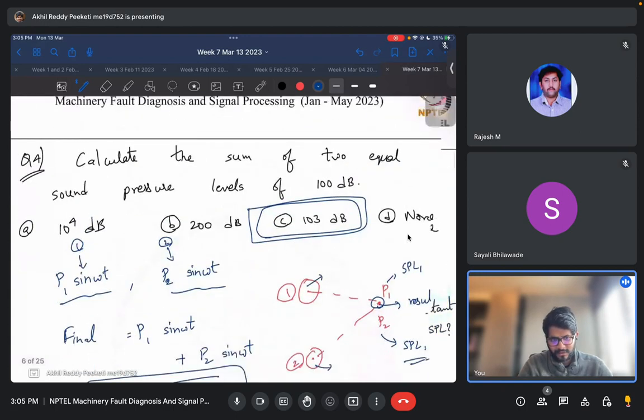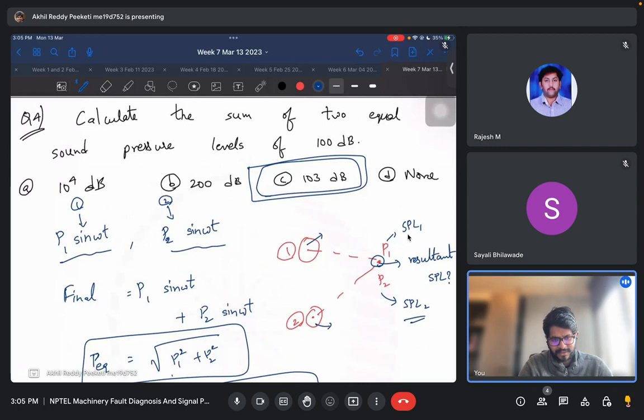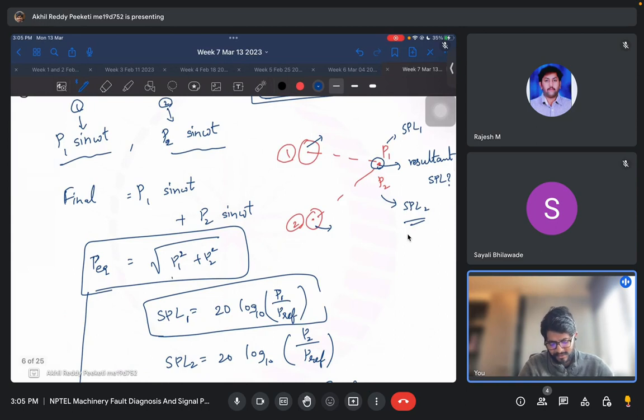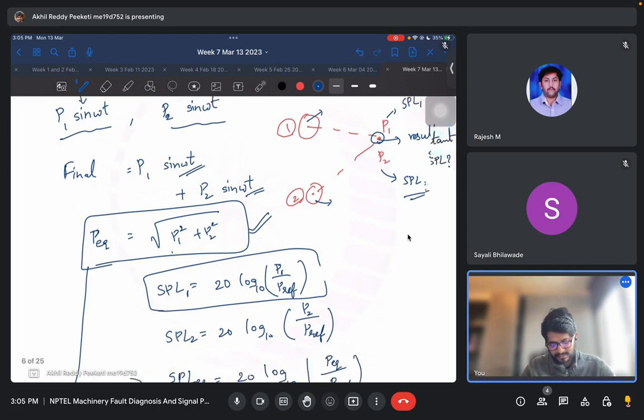Okay, so when you have two different pressures joining at a certain point, you can sum up the pressures. Based on that, you will get an equivalent pressure. Each of them will follow a sinusoidal or cosine pattern. The final magnitude would be the square root of the sum of squares, not the root mean square, sorry.